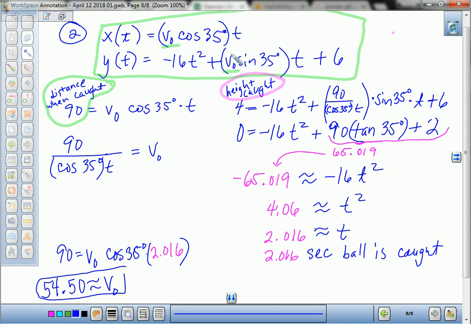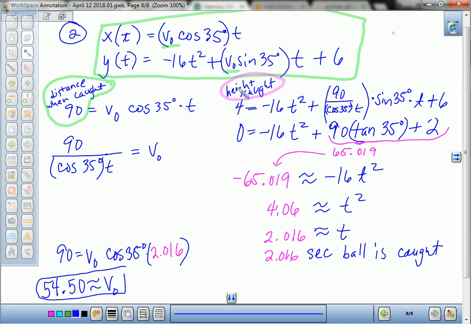The vertical, we still didn't know the initial velocity, but we were able to set up the equations. They did give us some more information in the problem. They told us that the ball was caught at a distance of 90 feet. So we can plug in 90 for x of t, and we can isolate v naught, solve for v naught. So we know v naught is 90 divided by cosine 35t.